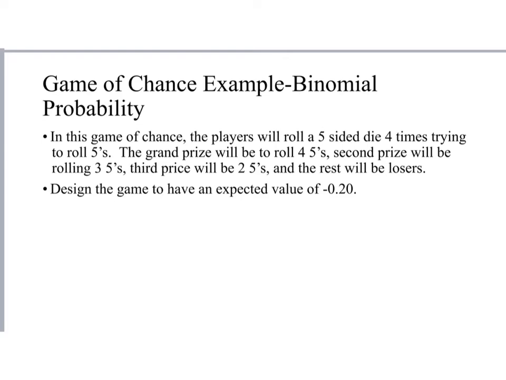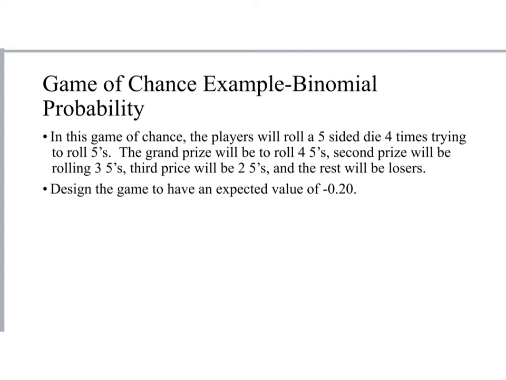Next example is a game of chance using binomial probability. So this is an example of a binomial probability game of chance. So remember, in binomial probability, something has to have two outcomes. There has to be multiple events, and they have to be independent. So you have to do the same thing several times.